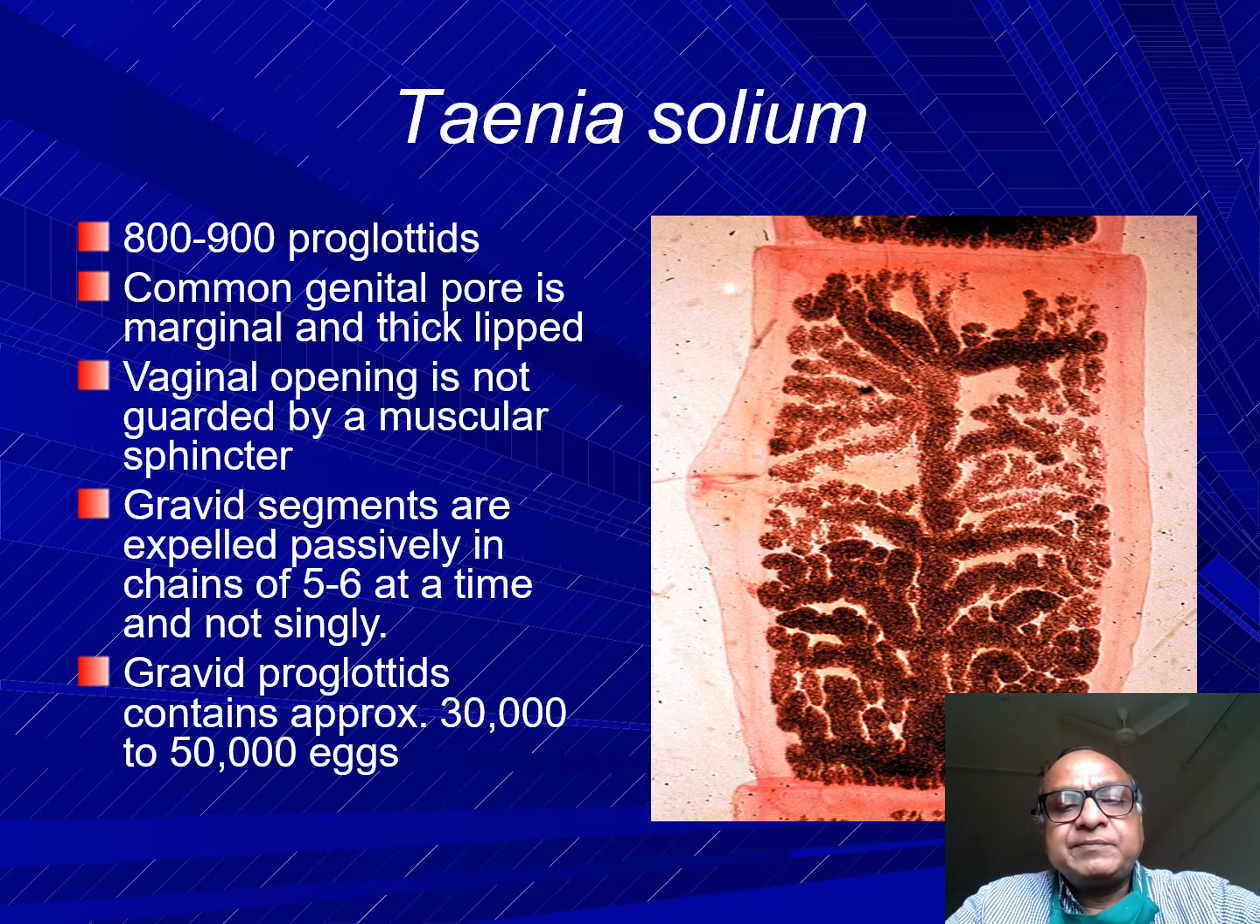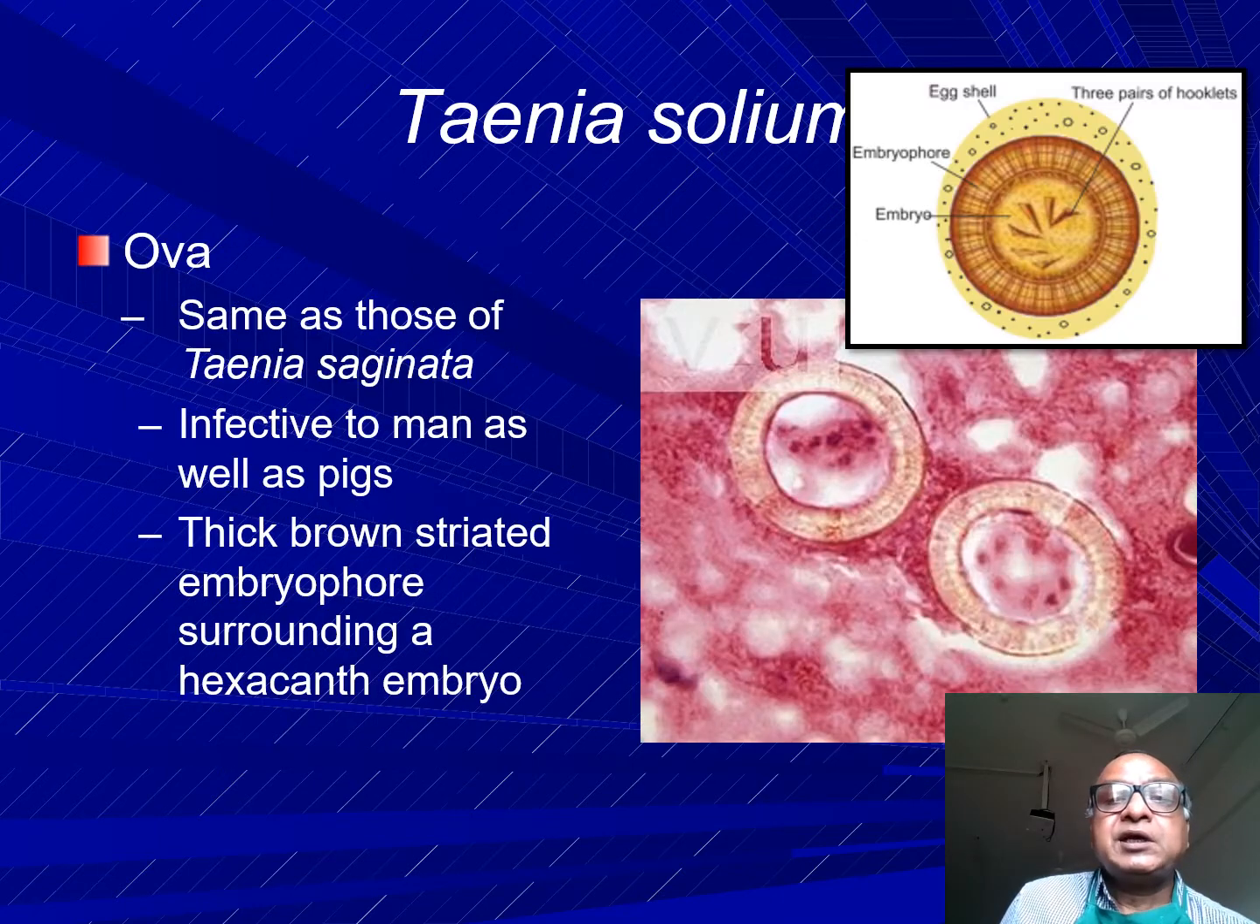The gravid proglottid may contain approximately 30 to 50,000 eggs when it is passed into the feces. Taenia solium egg looks similar to that of the saginata. The only thing is that it is infective to both man as well as pigs, while the saginata is infective to cattle only, not man. And one is acid fast and one is not acid fast. Otherwise, they look very similar.